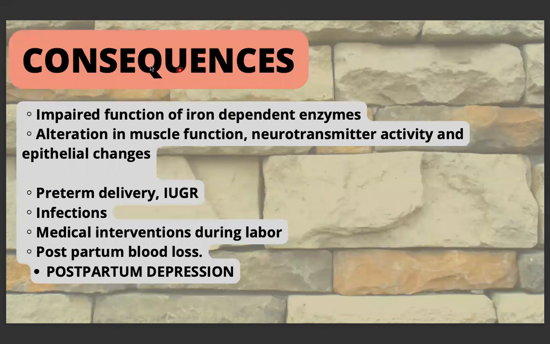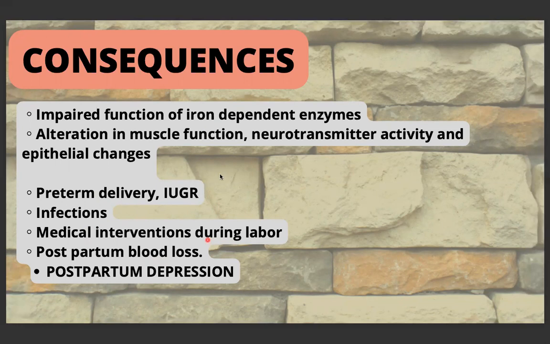What are the consequences of anemia? There will be impaired function of iron-dependent enzymes, alteration of muscle function, neurotransmitter activity, and epithelial changes. There will be preterm delivery and IUGR. There will be risk of infection and increased risk of medical intervention during labor. There will be increased postpartum blood loss and postpartum hemorrhage. Also, anemia itself can lead to postpartum depression.